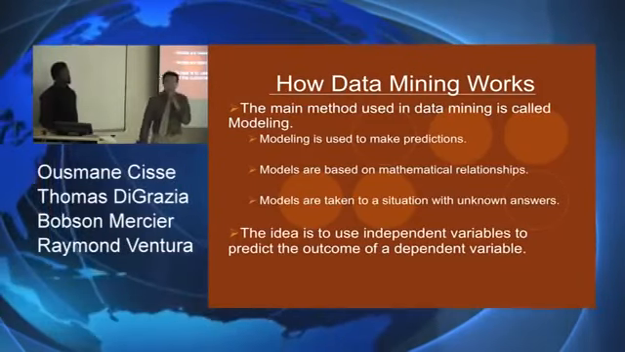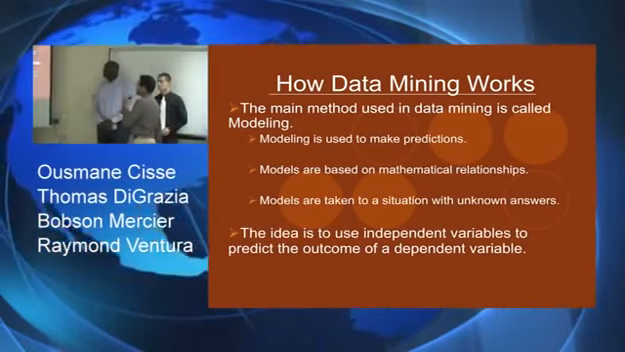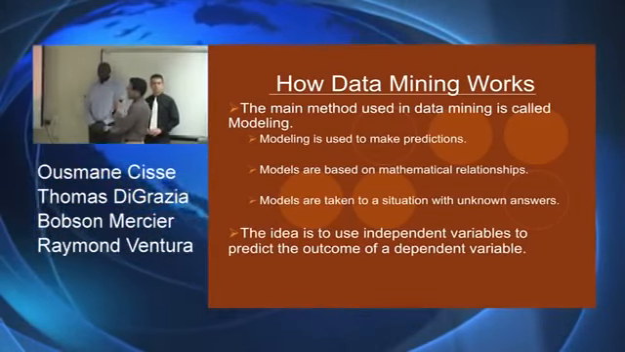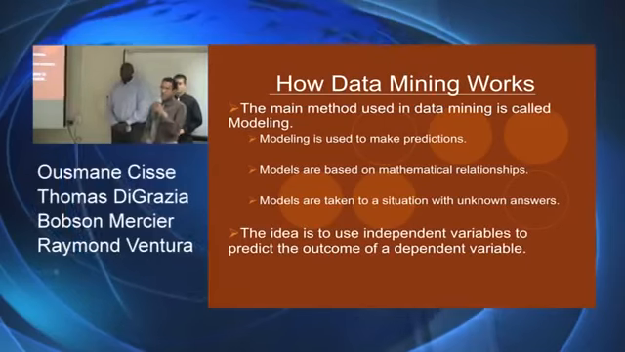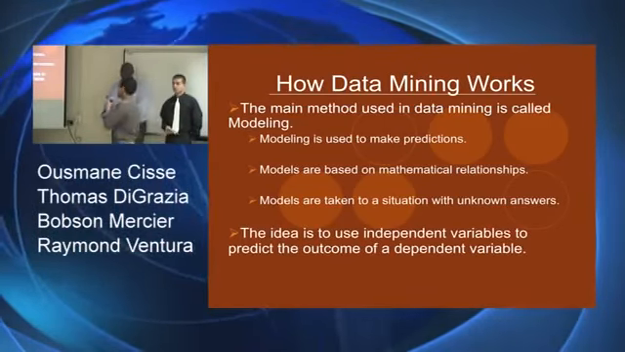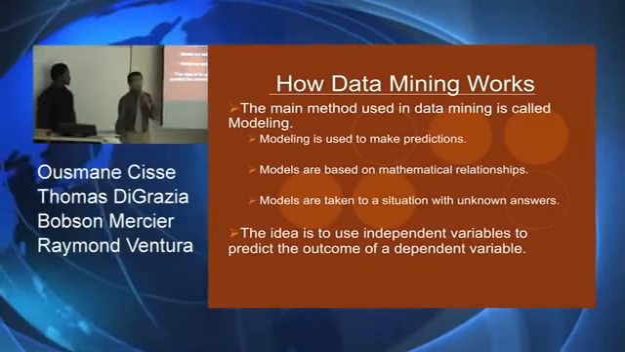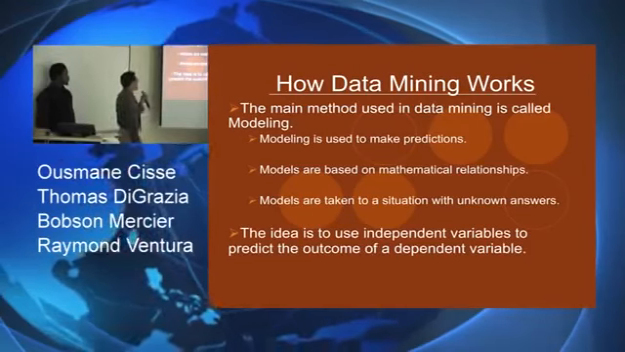All right, so now we're going to talk a little bit about how data mining works. The main method used in data mining is called modeling. And modeling is used to make predictions, which is basically the main goal of data mining, so that you can make predictions after you have all your data. Models are based on mathematical relationships, usually between independent variables and dependent variables.